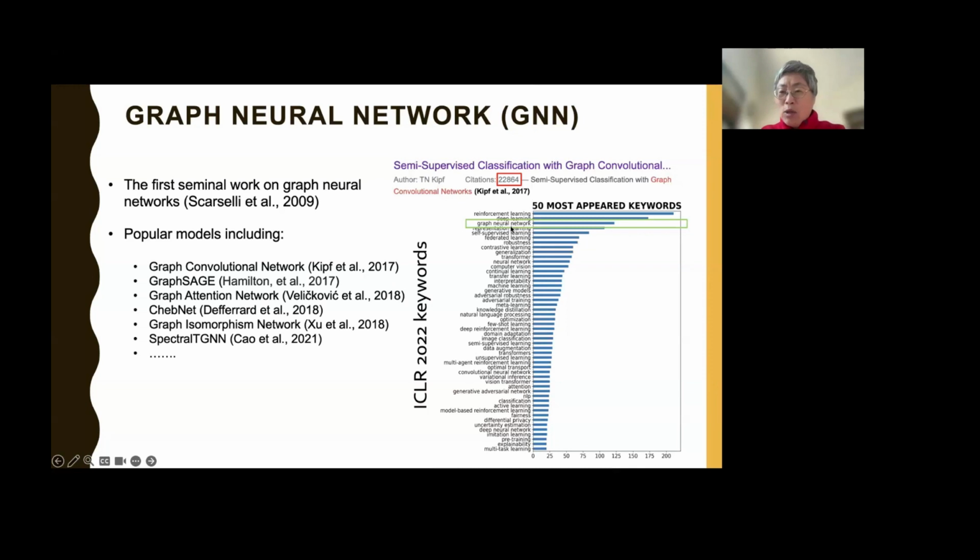Now, some of you might be familiar with this, since some of you attend this international conference on learning representations. GNN is actually in the top three keywords. There are many top keywords, reinforcement learning, deep learning, but graph neural network is number three. I think this is the previous year, but recently I noticed at ICLR the GNN is still number three. It's quite interesting.